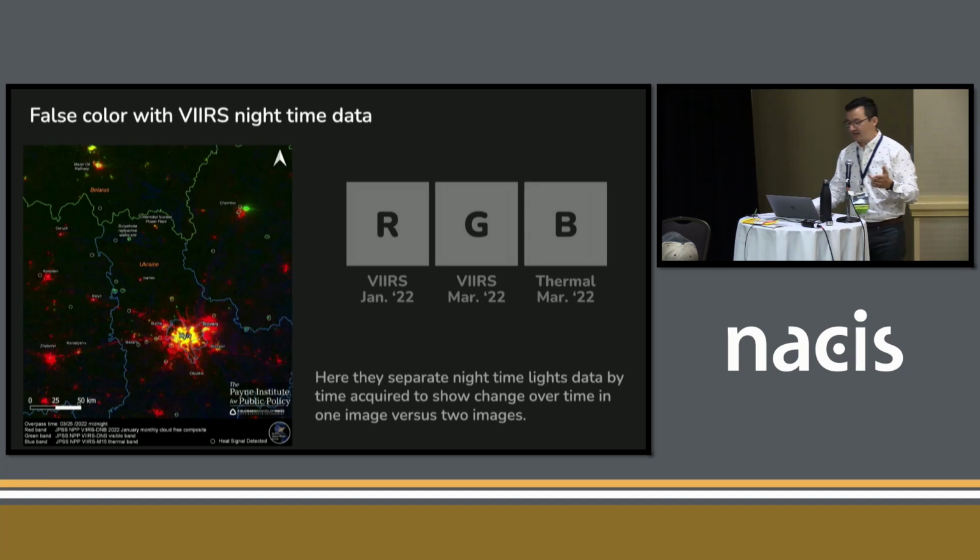I was inspired by the Payne Institute for Public Policy, the Earth Observation Group there. What they did was take time series data and split it across red, green, and blue bands. So what are we looking at here?